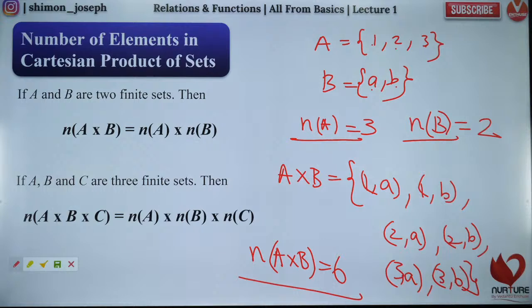So the number of elements in A cross B will be equal to number of elements in A multiplied with number of elements in B. And the same thing you can extend it for triple product also.